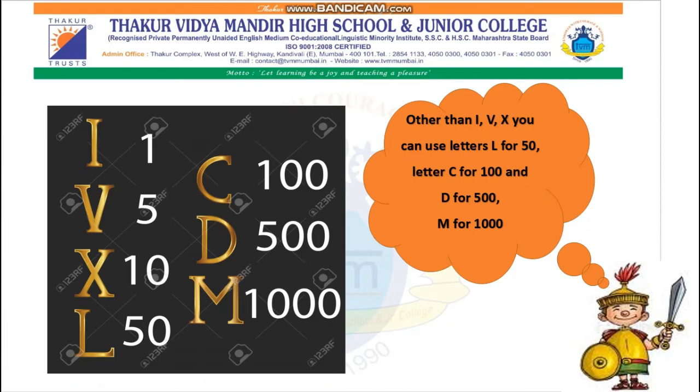So these are the letters L, C, D, M which we can use in the Roman numerals other than I, V, and X. So everybody remember this and note this down also. L stands for 50, C for 100, D for 500, and M for 1000. So that's all about your Roman numeral topic today.